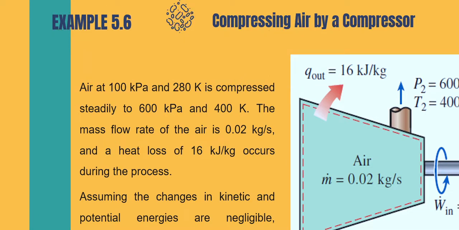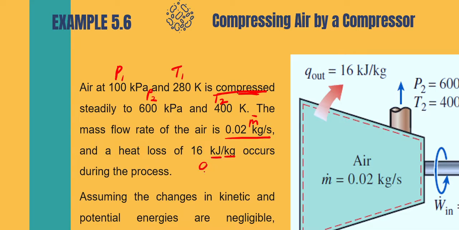Right. Now air is at pressure 1 and temperature 1. Now air is compressed, so we know that this is a compressor, right? Air is compressed steadily to state 2, P2 and T2. The mass flow rate of air is 0.02 kg per second. And then heat loss is given in kJ per kg.